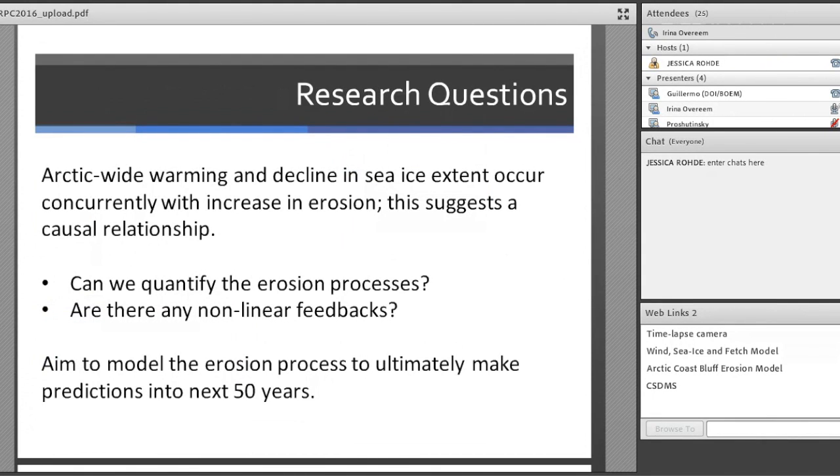So we asked, can we quantify the erosion processes, and could we put these into models so that they are a bit more predictive as opposed to just correlative, and then are there any nonlinear feedbacks? And so ultimately our aim was to model the erosion processes to make predictions into the next 50 years or so.